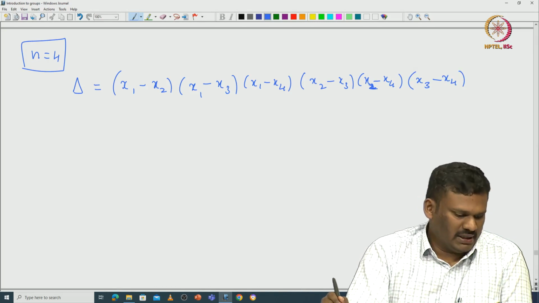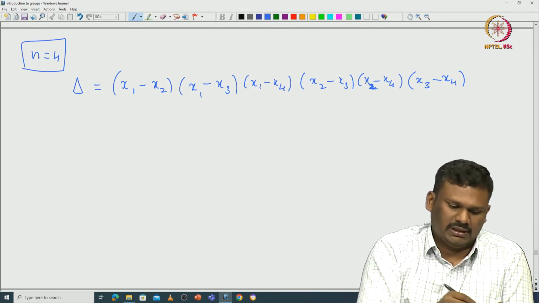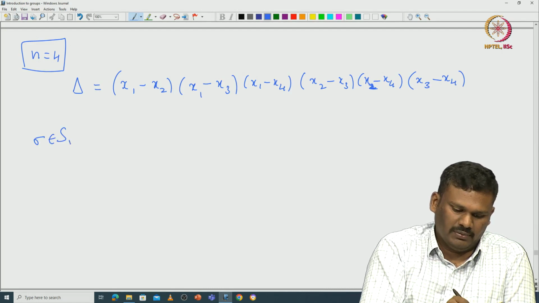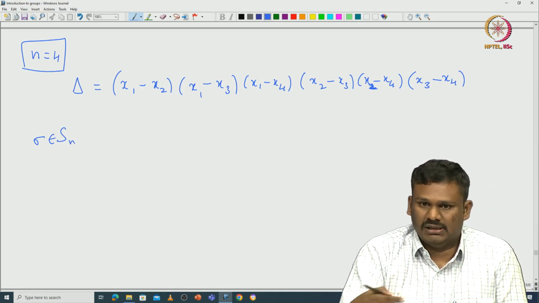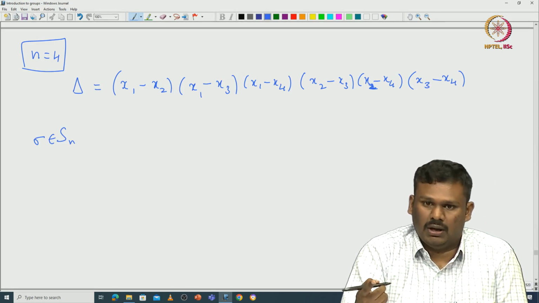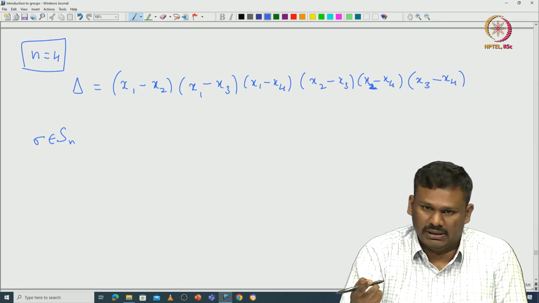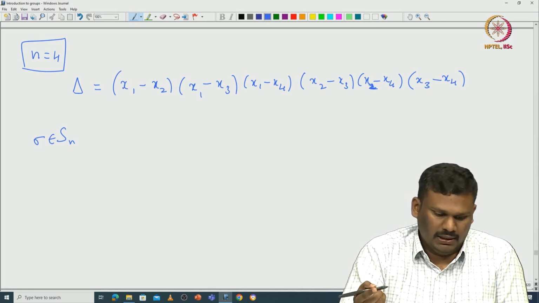Now you can see that if you start with any sigma coming from Sn, then you can make this sigma act on this delta. Basically you can make this act on this polynomial, of course.